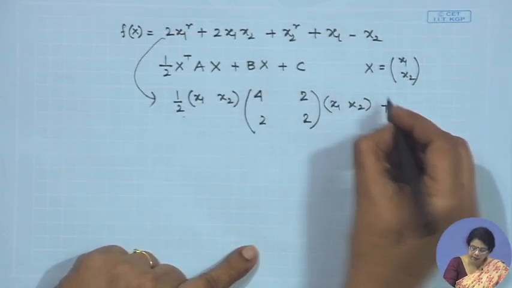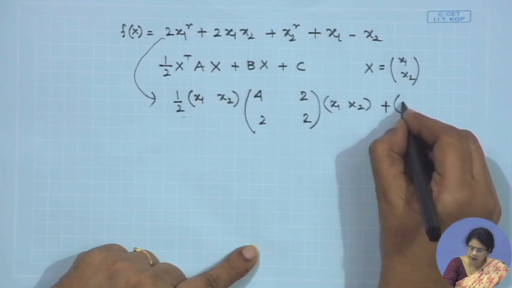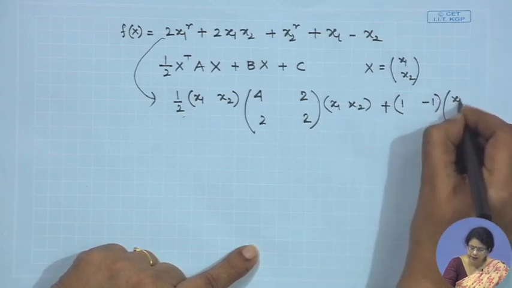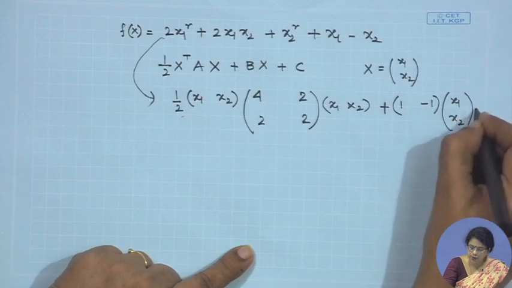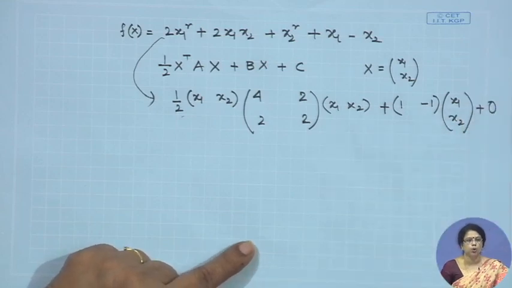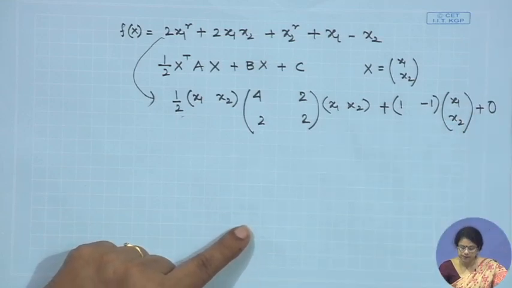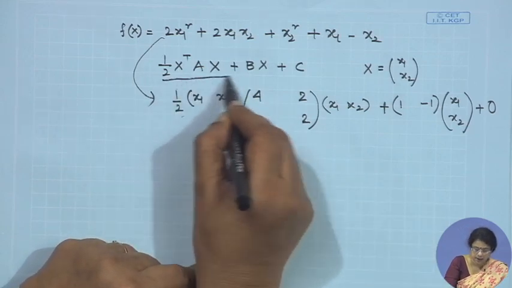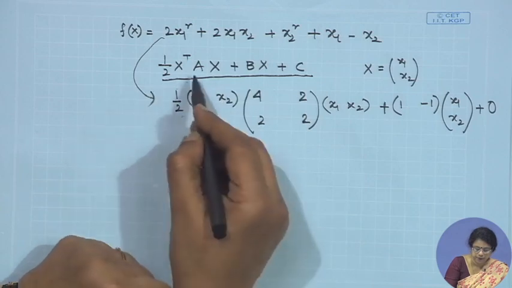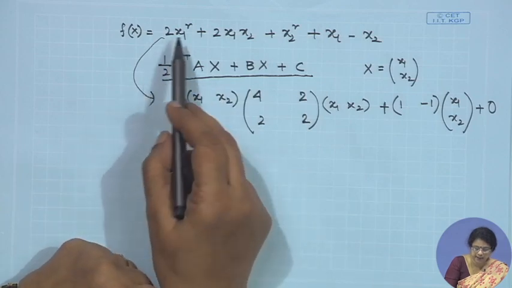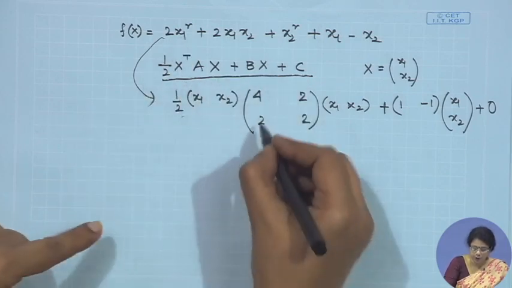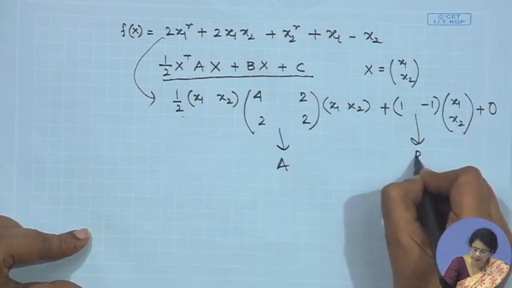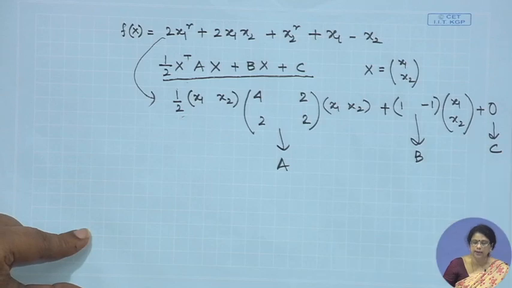Okay, and B matrix would be 1, minus 1, x1 x2 plus 0. All right. That is why you see this: if I can write this function in the quadratic form, where this is my A, this is my B, this is my C.